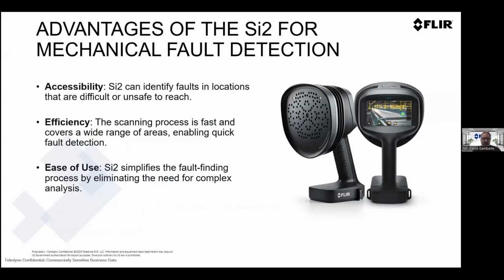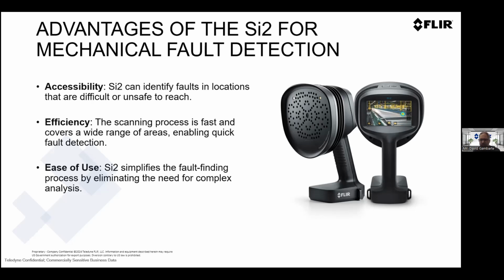So the advantages: it's a great accessibility. Si2 can identify faults in locations that are very difficult or unsafe to reach. Efficiency: scanning is really easy and fast and covers a wide range of areas, enabling quick fault detection without the need of installing any kind of detection devices. And ease of use. As you know, if you're familiar with our cameras, they are well known by being extremely easy to use, and this is aligned with our product philosophy.